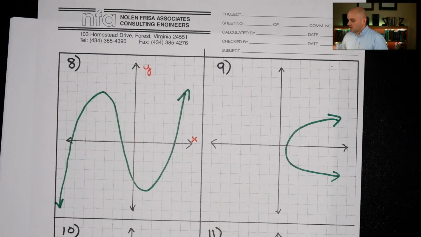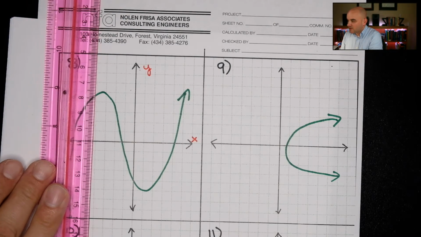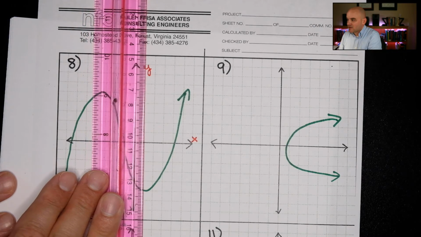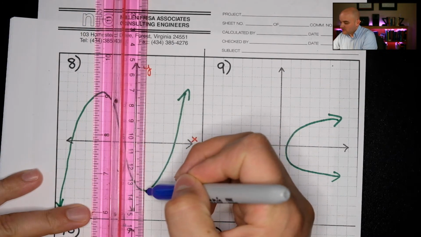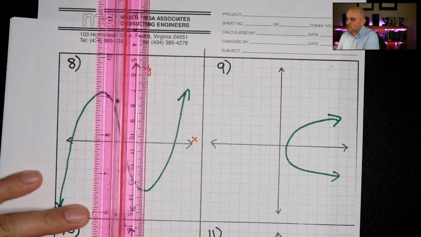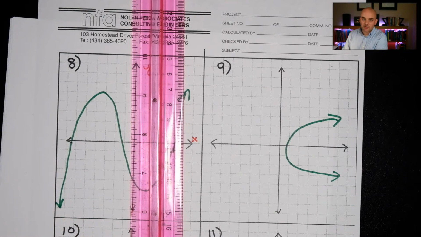So the vertical line test works like this. We take a vertical line and we move it across the graph. And if the vertical line, in this case the edge of my ruler right here, intersects the graph more than once when you've got it vertical, it's not a function.